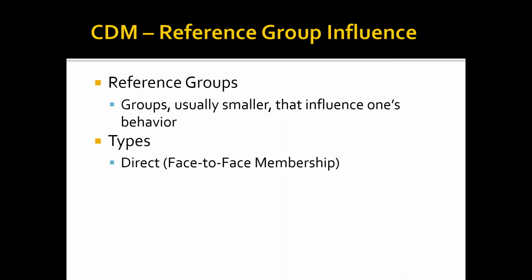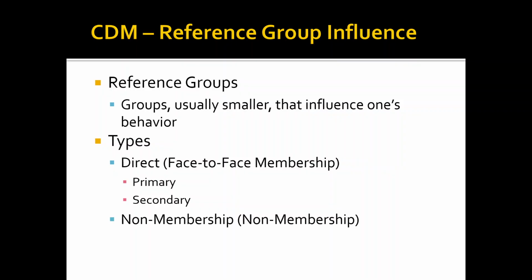There's direct, where we have face to face membership. They can be primary and they can be secondary in terms of importance and how often you interact with them. Your friends, your peers, they're a primary group. If you play on a team or where you work, that might be another primary one. Your family is a primary one. Secondary ones might be people in your classes that you see once or twice a week, but you don't necessarily interact a lot with them.